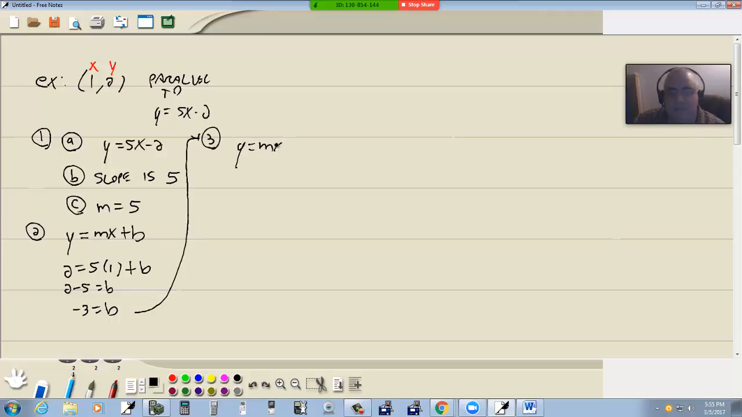And then step 3, plug in the slope from 1c, which is 5, and plug in the b from step 2, which is negative 3, and our answer is y is equal to 5x minus 3.